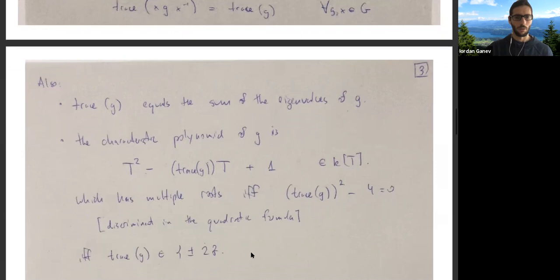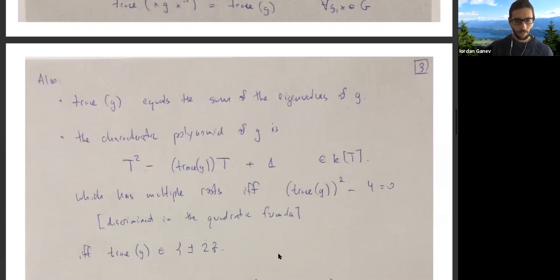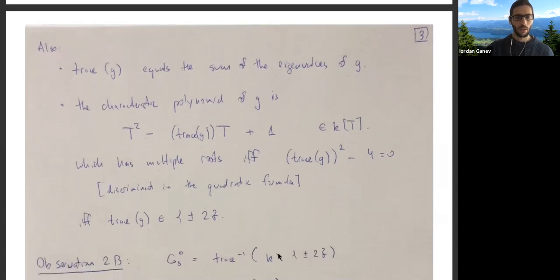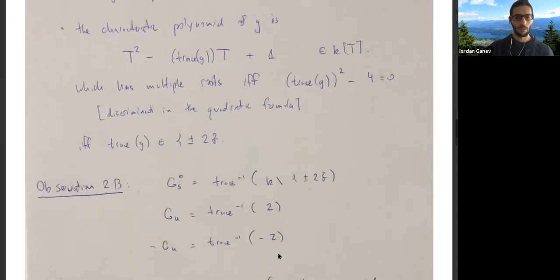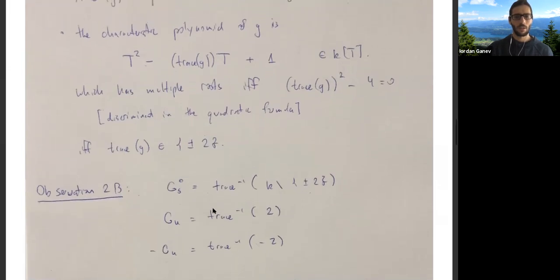Right, that's what we have here. So that's the trace map. So now I claim the following things. The regular semisimple locus is the preimage under the trace map of all the points except for plus and minus 2. G sub u is the fiber of the trace map over 2, and minus G sub u is the fiber of the trace map over minus 2.